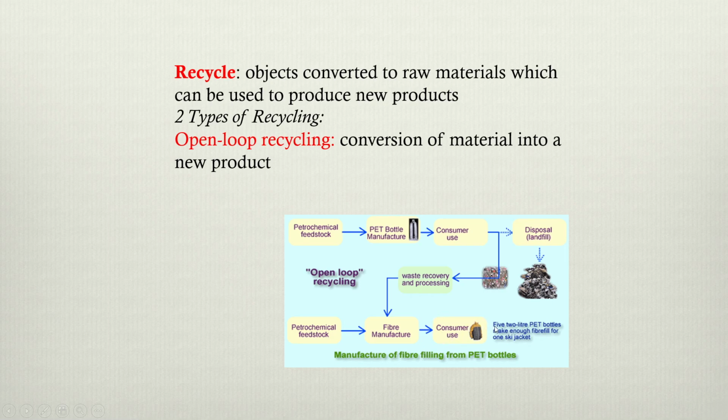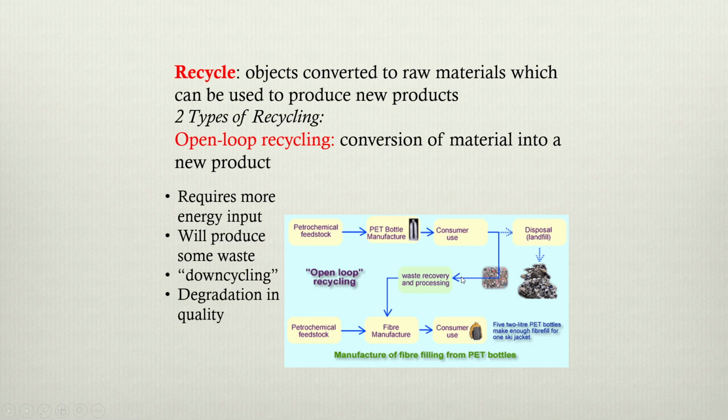So 5 2-liter PET bottles make enough fiber fill for 1 ski jacket. So you actually might see that if you're buying clothing, it might say on it, hey, this is made sustainably. We've reused plastic to make this item. And this is that process where you actually can manufacture fibers using those old bottles. Now, of course, this does require a lot of energy, and it will still produce some waste.